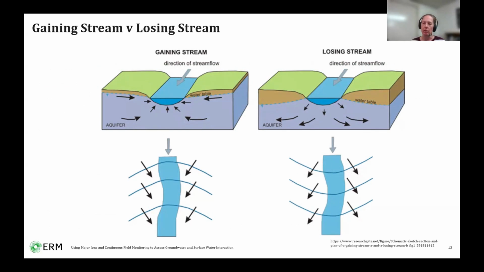In a gaining stream setting, the groundwater table and pressure is higher than the surface water elevation, and groundwater is flowing towards that surface water feature. A losing stream, which is on the right-hand side, surface water is discharging to groundwater, or essentially recharges the groundwater, and the groundwater table and pressure is lower than the surface water elevation. So groundwater flows away from that surface water feature. It's important to realise here that this behaviour may not be static and it may vary seasonally or year to year at a particular site.